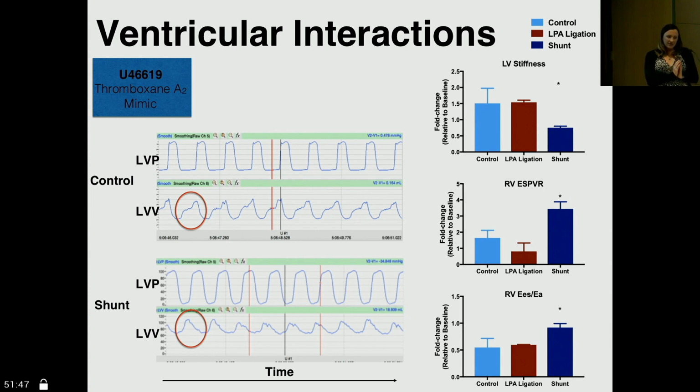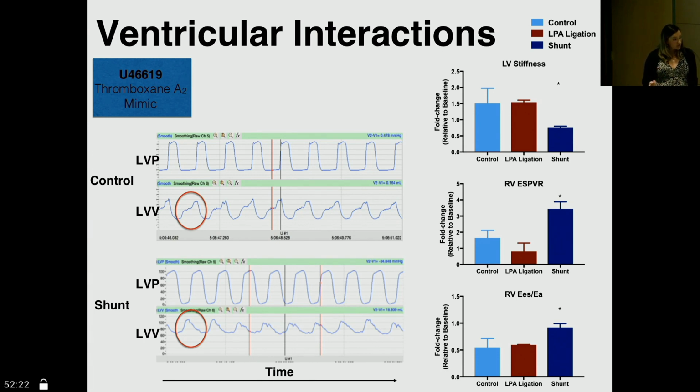And so that would be an indication, again, that as we know, as the RV begins to fail, it impinges into the left ventricle and affects particularly early diastolic filling of the left ventricle. So evidence of adverse ventricular interactions, just looking at the trace, but then when we quantify that using LV stiffness in the setting of this PVR increase, we find that shunt animals have preserved or actually slightly lower than baseline levels of LV stiffness, but both control and another model we have, LPA ligation animals, it goes up.